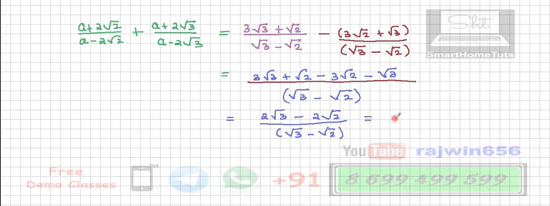I can take 2 common over here. So 2 is taken common, root 3 minus root 2, upon the denominator, which is remaining the same. Now both the terms inside the bracket are same, so I can directly cancel it out. What is remaining over here, okay, is 2.